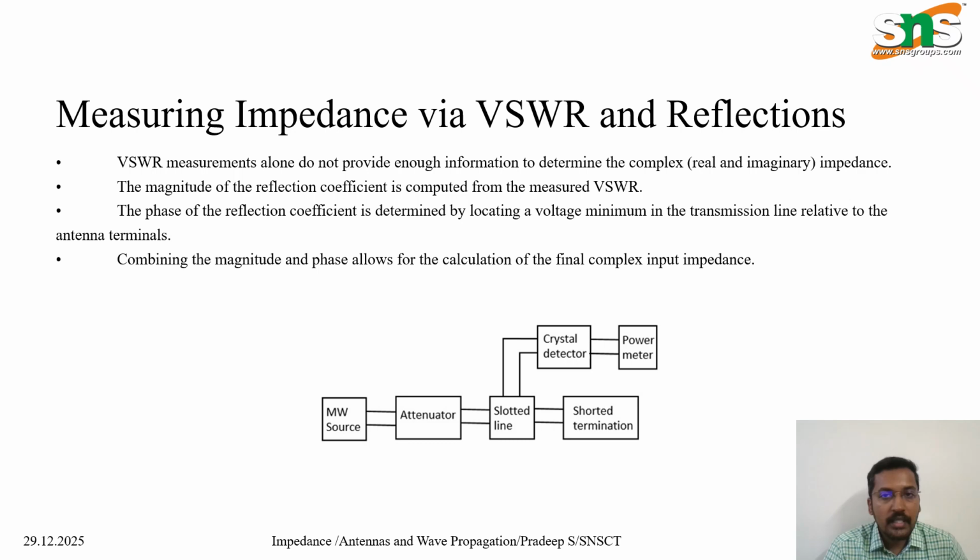VSWR alone does not provide complete impedance information because it only gives the magnitude of mismatch. To calculate the full complex impedance, both the magnitude and phase of the reflection coefficient are required. The phase is determined by locating voltage minima along the transmission line. Combining these measurements gives the final impedance value.